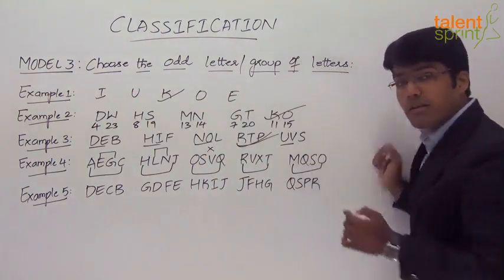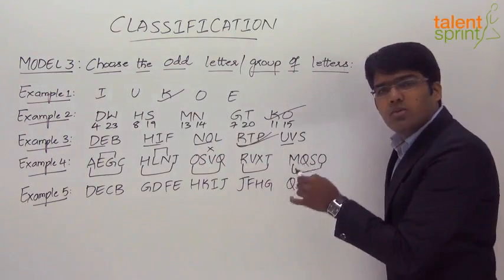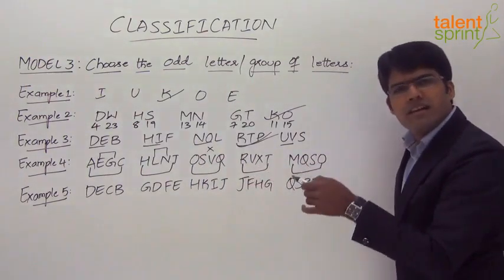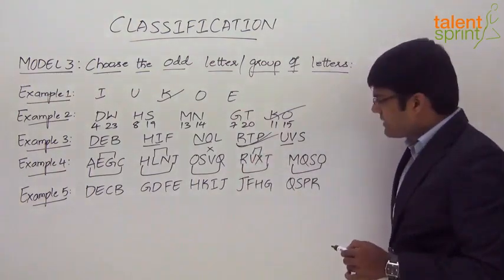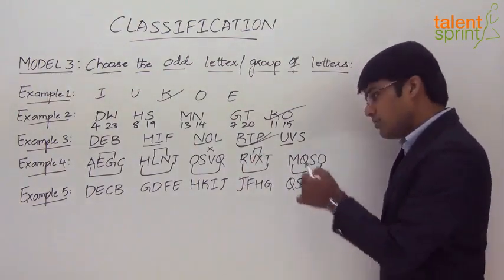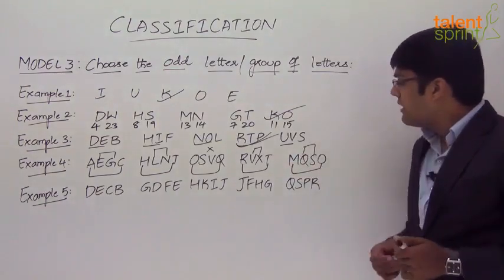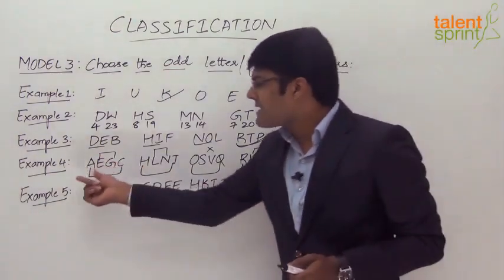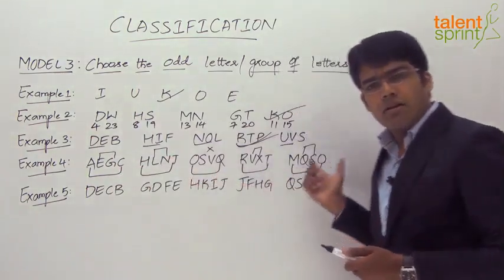But let's verify for the remaining ones, right? So VX, V, W, X, right? V is 22 and X is 24, right? So even these are alternate, right? V, W, X. Then the last option here, QS, QRS, QRS 17, 19. So even here it satisfies. So we find that when we go by the first and the last one, these are all alternate letters in all the answer options.